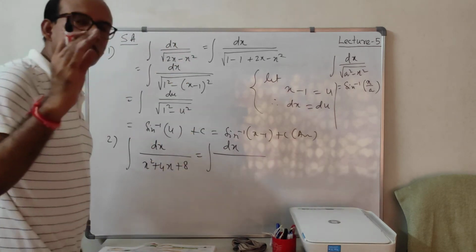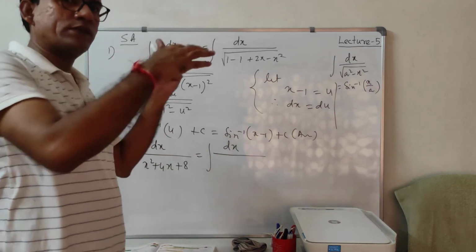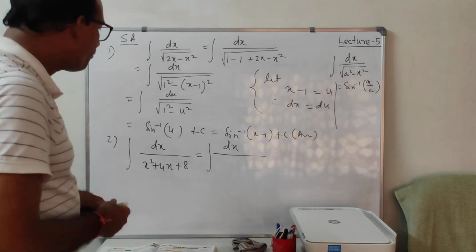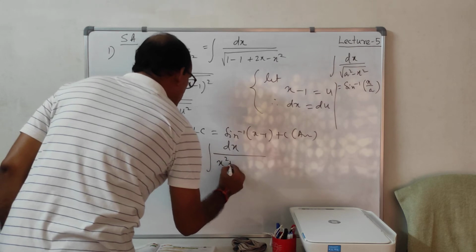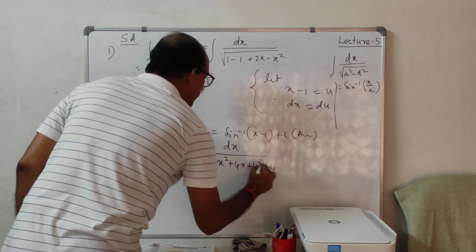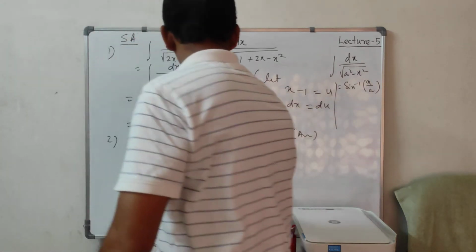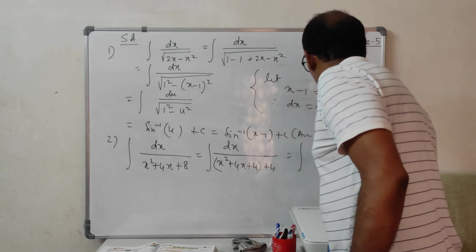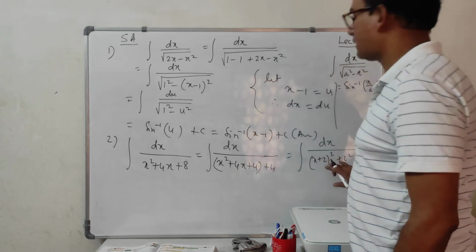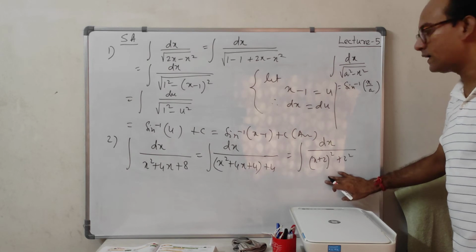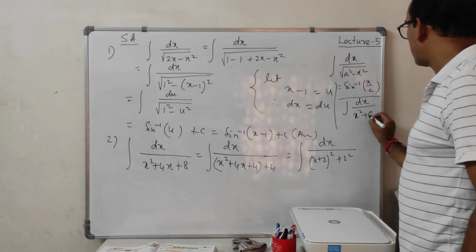Always keep in mind, you have to bring your integral into some standard integrals you already knew. x square plus 4x plus 4 plus 4. I split 8 as 4 plus 4. And the first part is very easy, which is (x plus 2) whole square. Integration dx by (x plus 2) whole square plus 2 square. So after suitable substitution, if you take x plus 2 as z, you will get this standard integral, integration dx by x square plus a square.